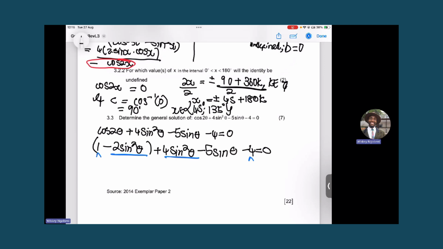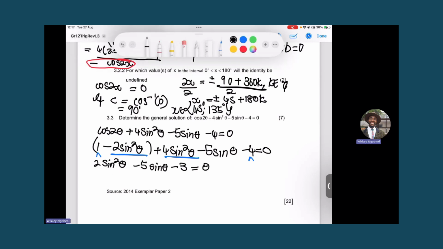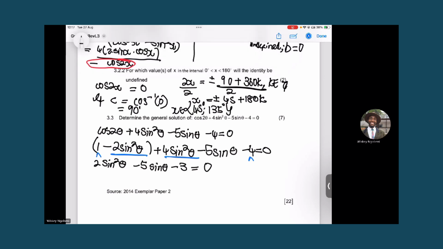So what do we get? We get 2 sine squared theta, and then we also get minus 5 sine theta. 1 minus 4 is negative 3. This will be equal to 0. Now you need to recognize that this is a trinomial. It's a quadratic equation.